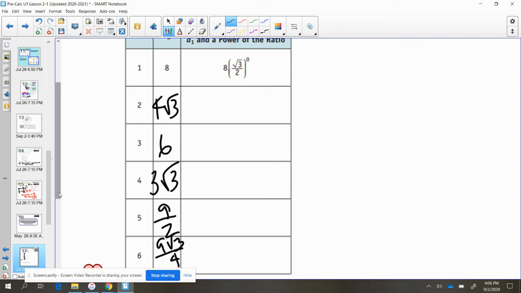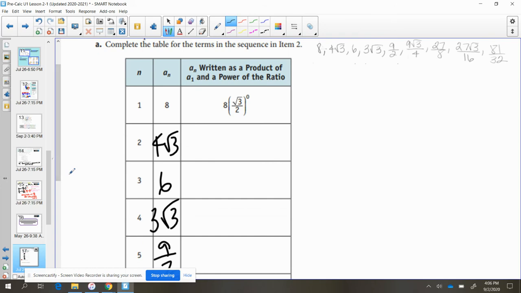Okay. So what you're going to notice is they want us to write this as a product of the first term and the power of the ratio. Well, a reminder, our first term was 8. Let's look right above that. And our common ratio each time was the square root of 3 over 2. And we want to write these as a product.